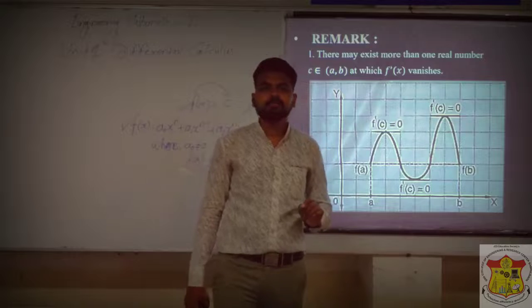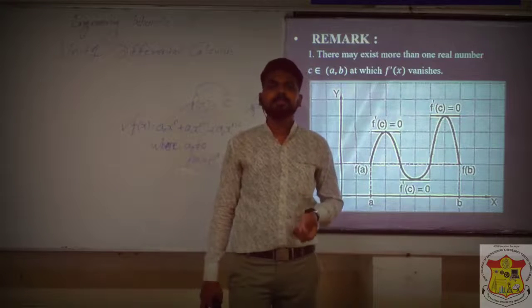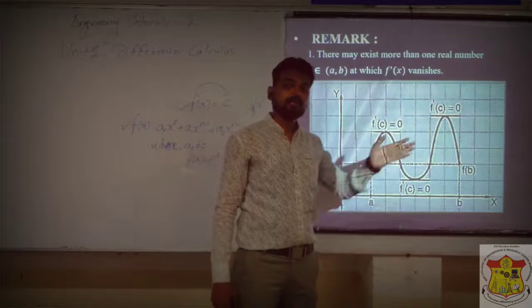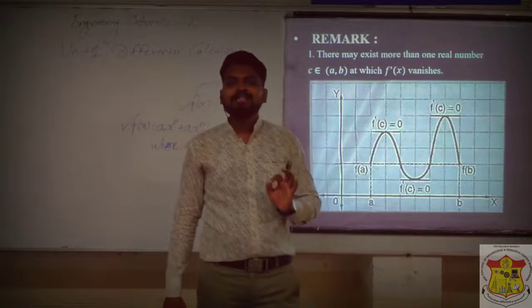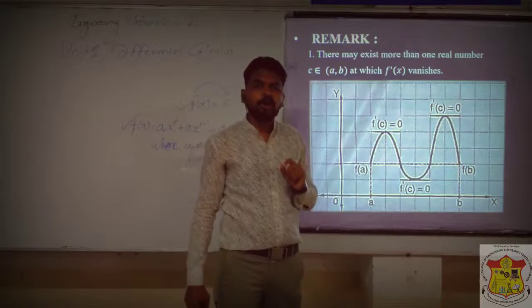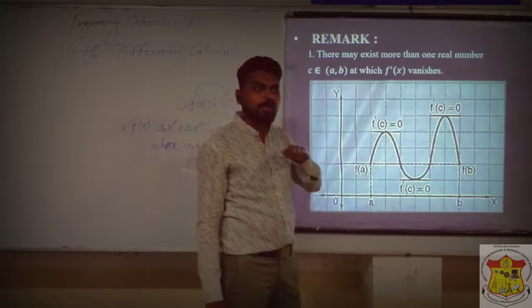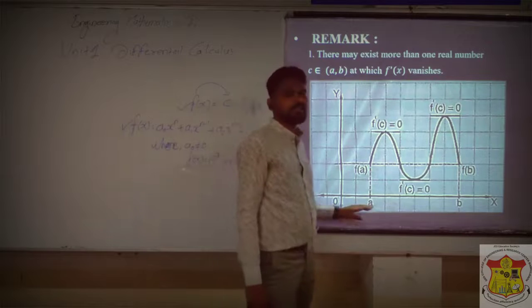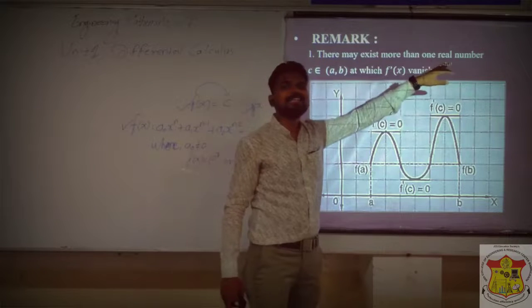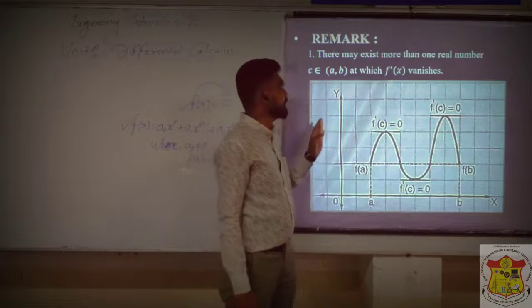If you see the statement of Rolle's theorem, the first condition is the function is continuous on closed interval ab, the function is differentiable on open interval ab, and the third condition is f of a is equal to f of b. If these three conditions are satisfied, then by using Rolle's theorem we get at least one point c which belongs to the open interval ab, such that f dash of c is equal to 0. That is, at the point c we get a tangent parallel to the x-axis. And remark one says that there may exist more than one real number at which we get a tangent parallel to the x-axis, that is, the derivative is equal to 0.